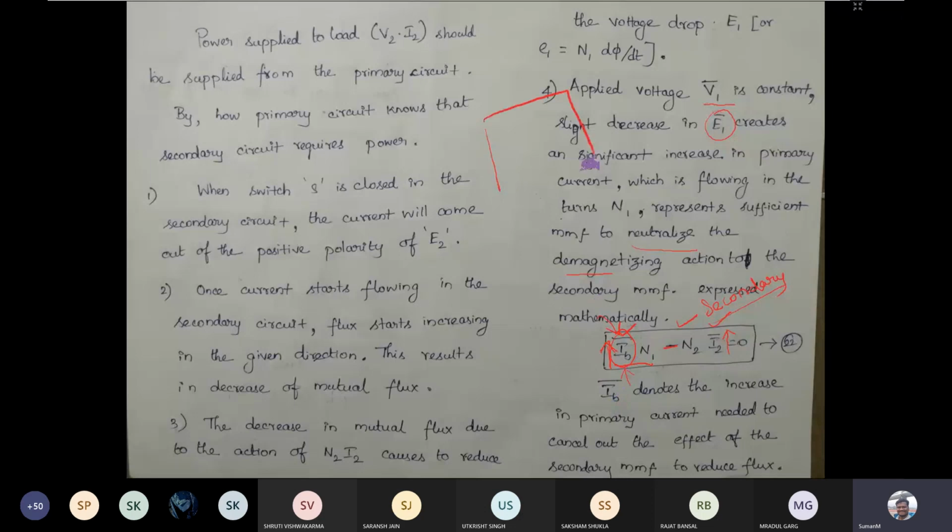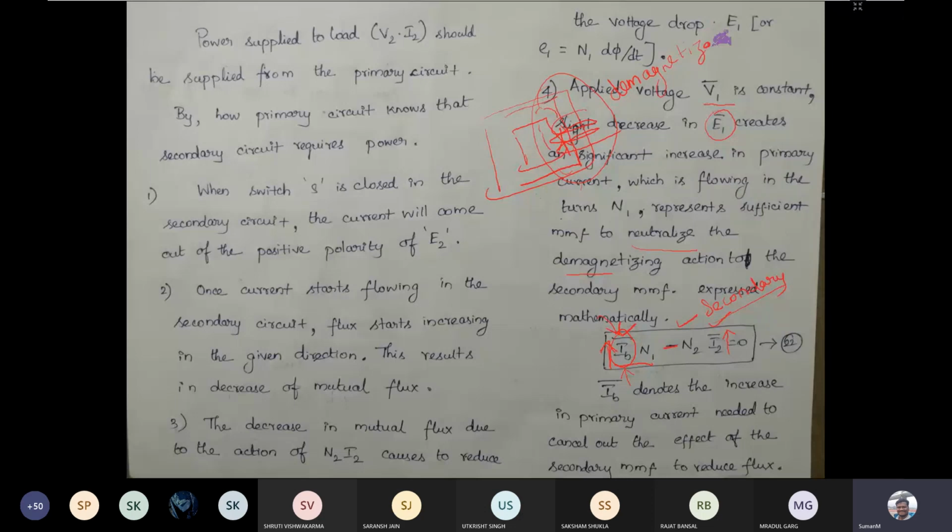So here you are having the secondary. In the secondary, you are having the winding. Then you are having this secondary flux, which is like this, and you are having the mutual flux, which is flowing in this direction. So now this is going to oppose the mutual flux. Because of that, there is going to be a demagnetization effect here.